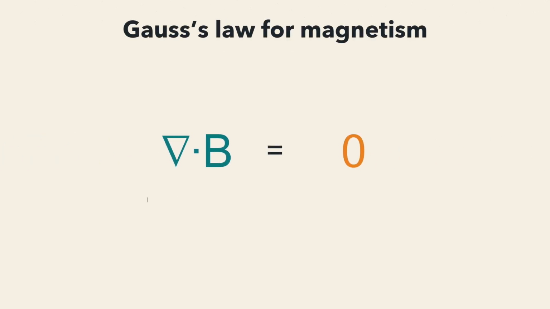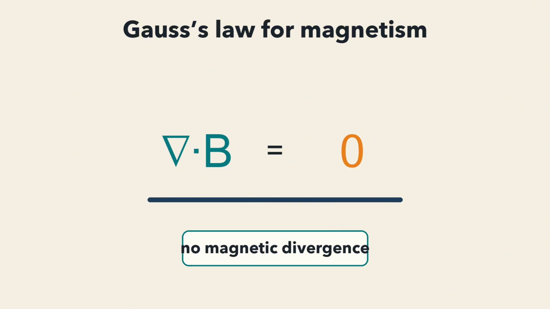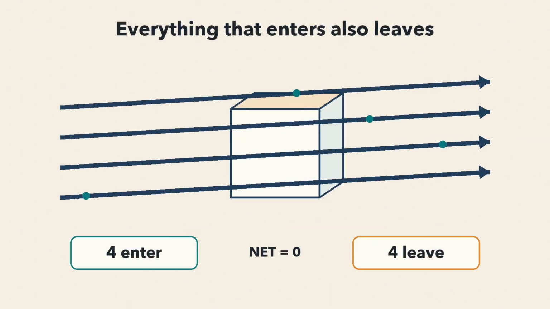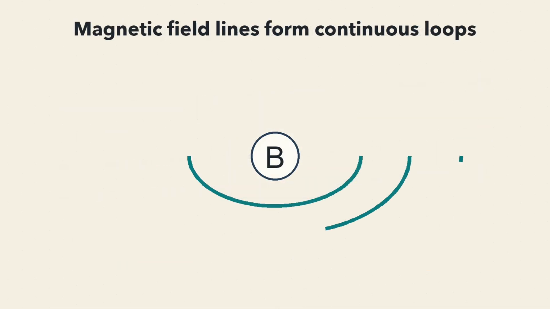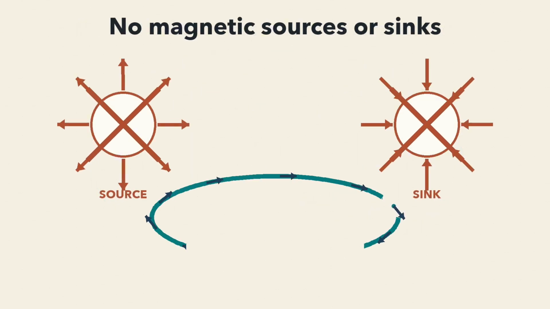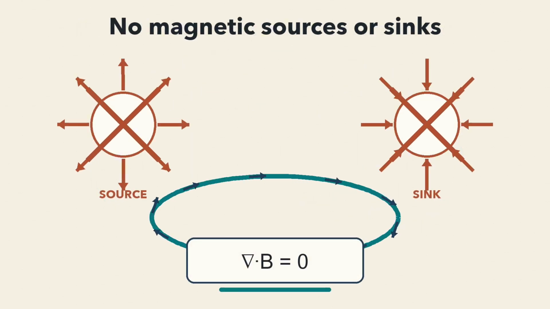The second equation says the divergence of the magnetic field is zero. Mathematically, this is written as divergence of B equals zero, which means magnetic field lines do not begin or end at isolated points. The equation describes a field with no magnetic sources or sinks.